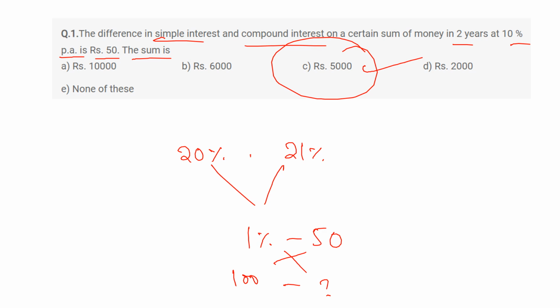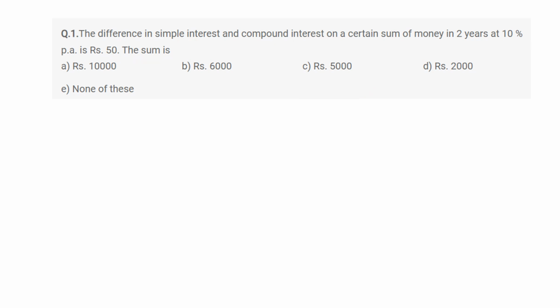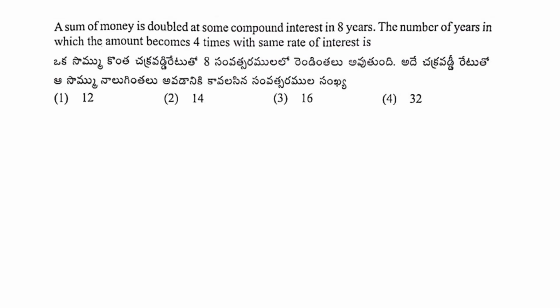It's simple, right? Whatever you're subtracting, you're just comparing these 2 values, simple interest and compound interest. What is the percent? 21% and 20%, what is the difference? 1% only. 1% means 50 rupees, they already gave in the question. So 1% is 50 rupees means 100% is 5,000. 5,000 should be the answer. Yes. Let's move to the next question.